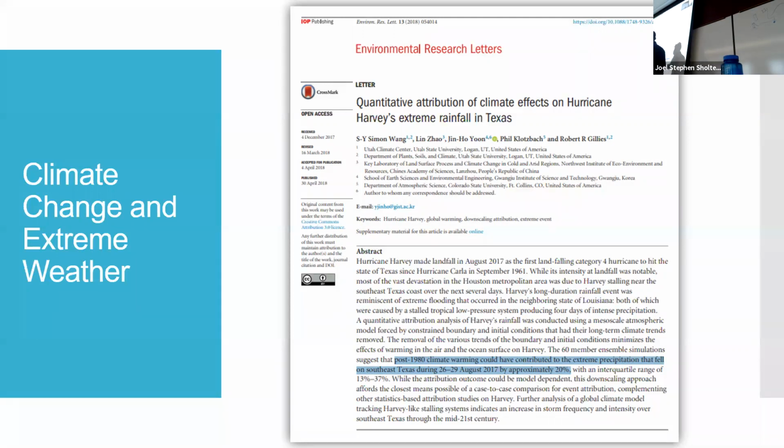So what this says is that, in their findings, post-1980 climate warming could have contributed to the extreme precipitation that fell in Southeast Texas in August 2017 by approximately 20%, with an interquartile range of 13 to 37%. So somewhere between 10 and 40% of the rainfall that happens is attributable to post-1980 climate warming. And if you want to read more about how they did this, again, it was with modeling. That's the kind of thing that you can attribute to climate change, not the existence of the hurricane itself.